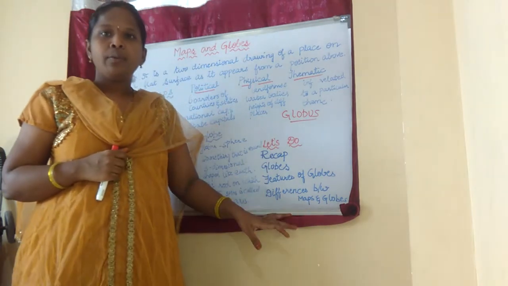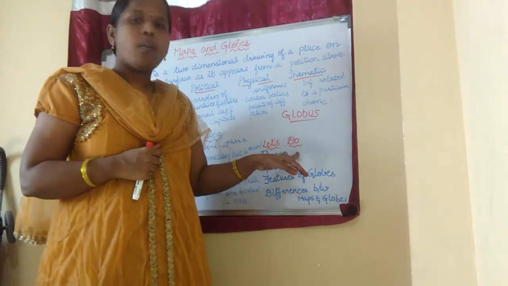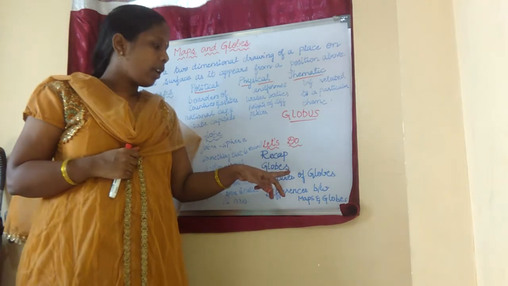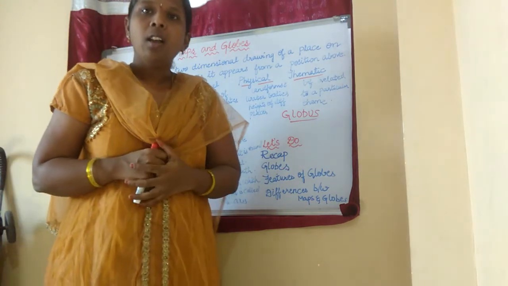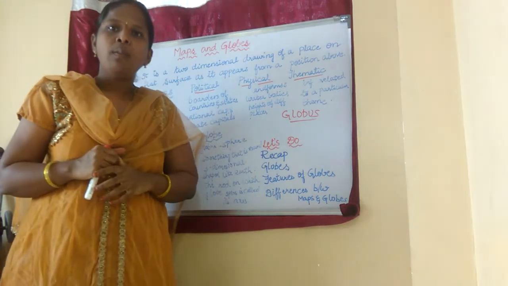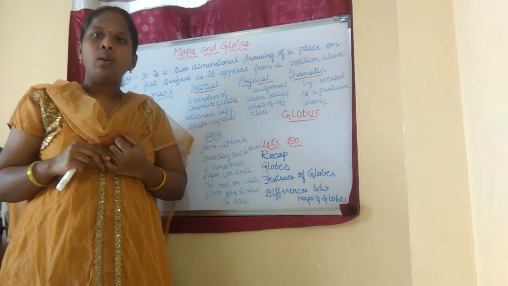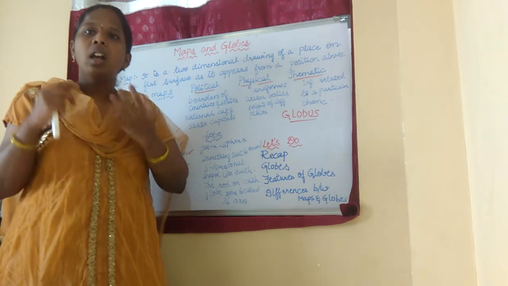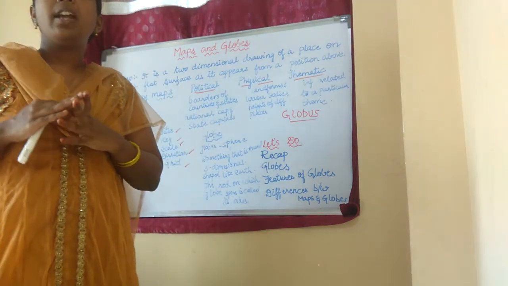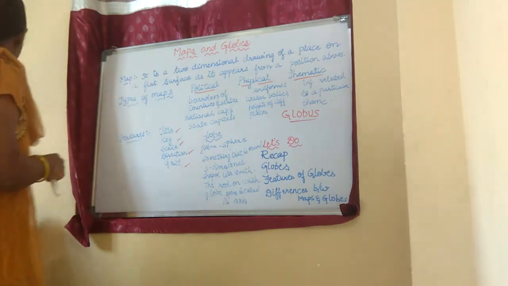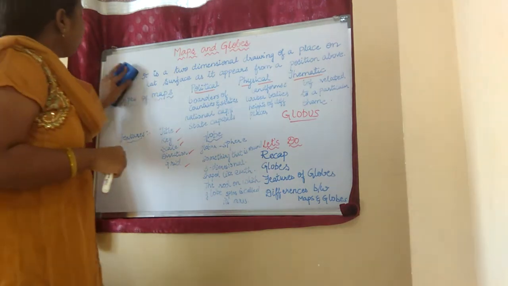So up to now we discussed a recap of yesterday's class and what a globe is. Now we are going to learn what the features of the globe are, how the globe helps us to study the earth, and the differences between maps and globes. Am I right children?